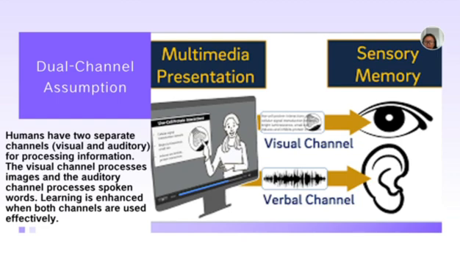For example, in educational videos, the combination of images and narration can help students better understand the content. But the problem is that the processing capacity of each channel is limited. If a channel carries too much information, it will cause information overload, which will affect the learning effect. Therefore, when designing, it is necessary to avoid overloading a channel so that learners can efficiently process the information of each channel.